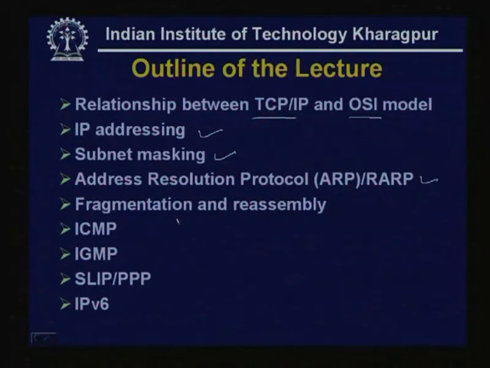And then we shall consider how fragmentation and reassembly is done in IP. And also there are several companion protocols like ICMP and IGMP, which are related to Internet working and used along with the Internet protocol, IP protocol. We shall discuss them. Then we shall discuss two protocols, SLIP and PPP, which are used by home users for connecting their computers to the Internet service provider using IP.